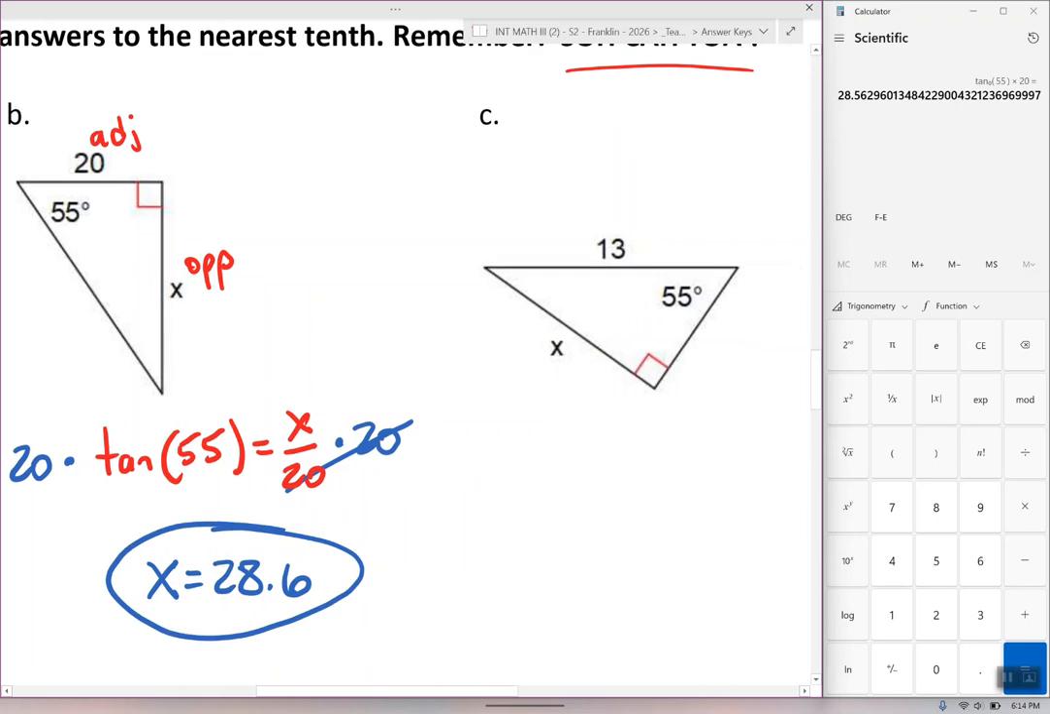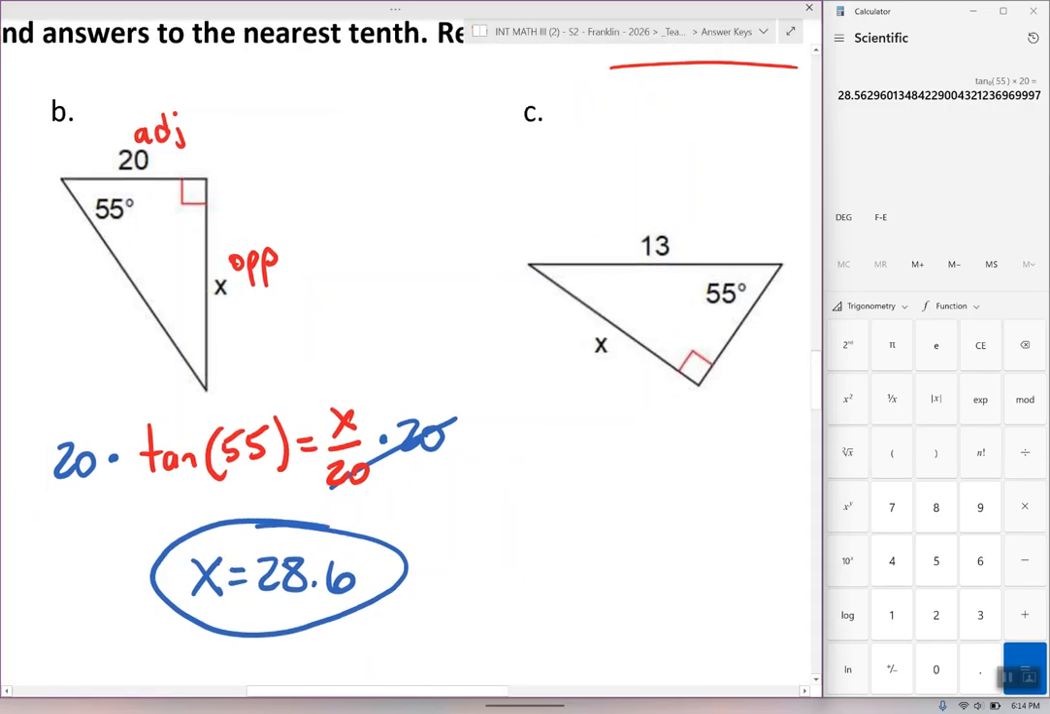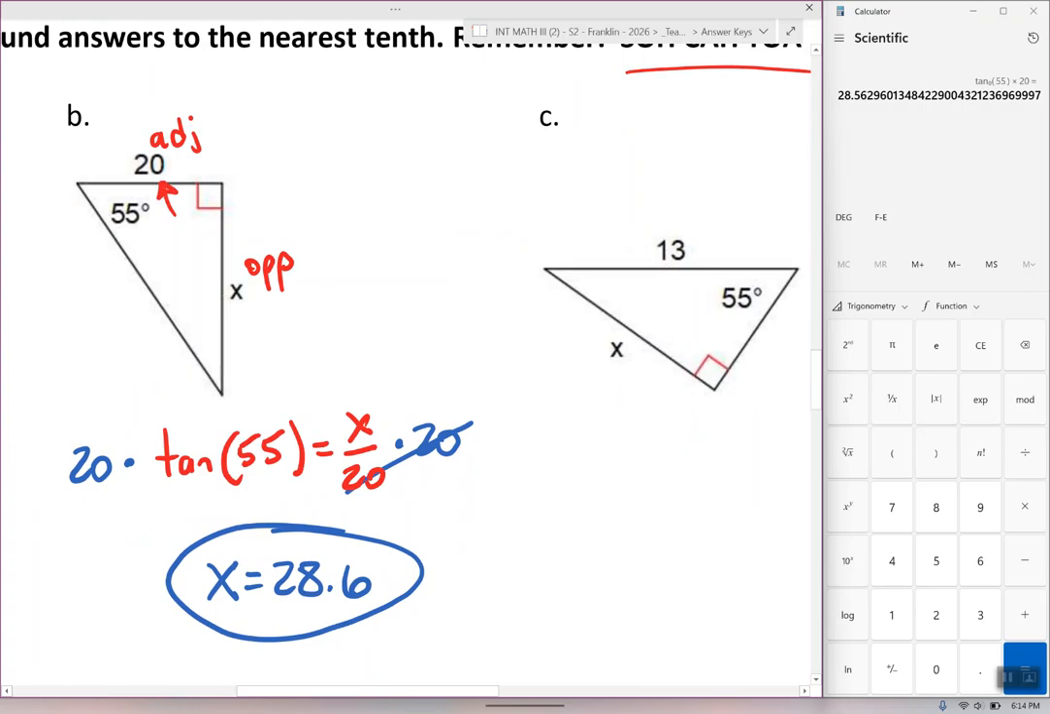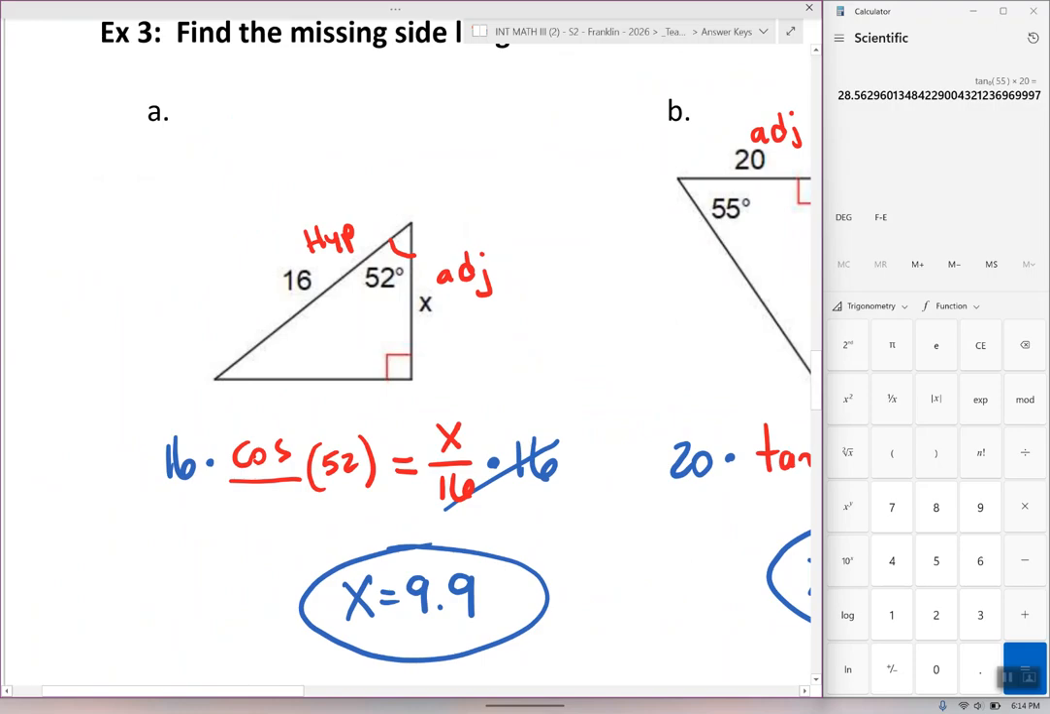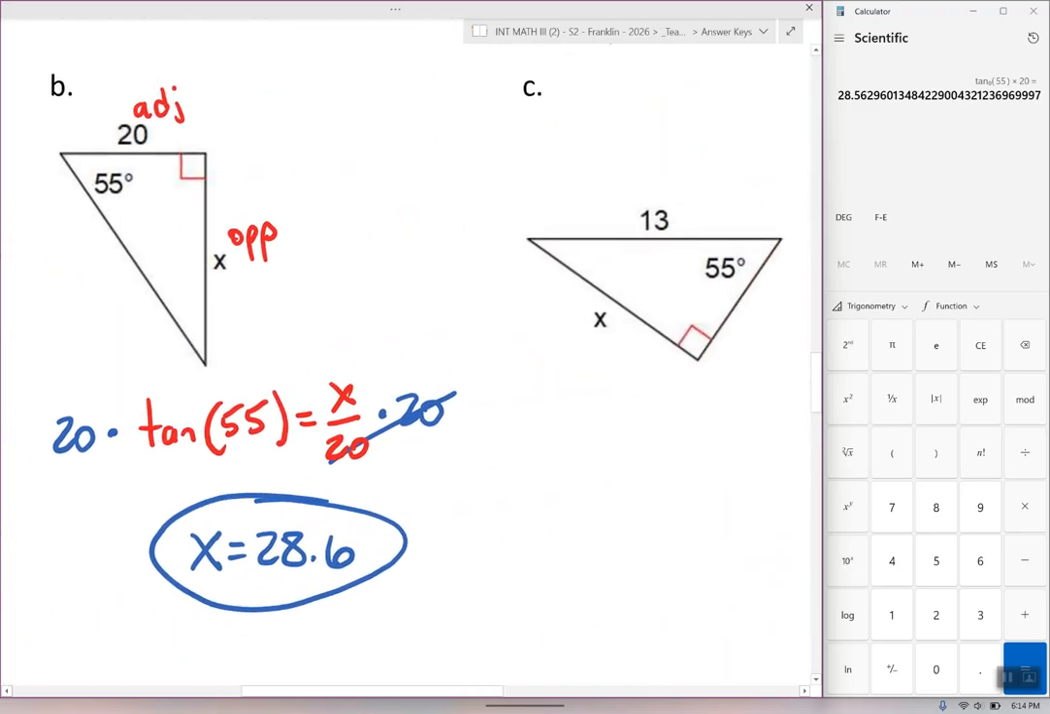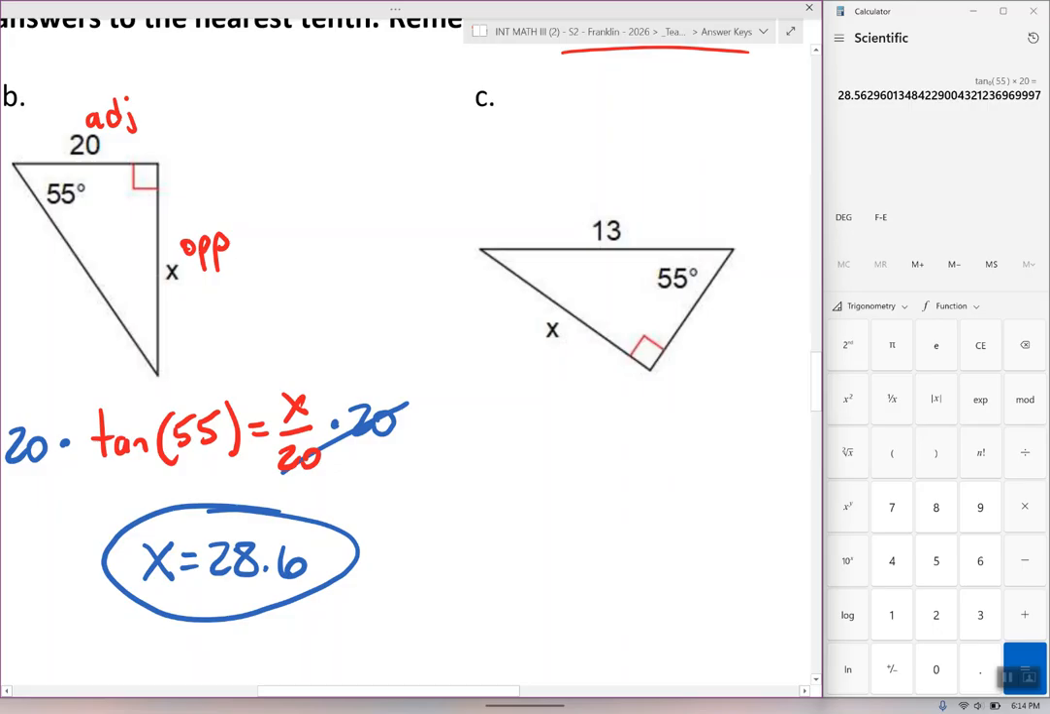All right, example C. Just make sure your answer seems reasonable. I mean, there's really no way to know for sure. But since this side's 20, 28.6 seems appropriate. Here we had 16 and then 9.9. That's good. The hypotenuse is always bigger, so it seems reasonable. You're not going to know for sure because we're just doing stuff in the calculator and we don't have the other side. But if you get a number that's in the hundreds and your original number is 20, that would give you a red flag.